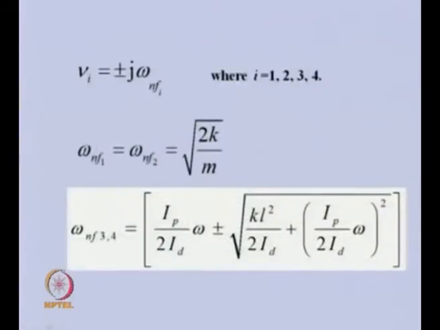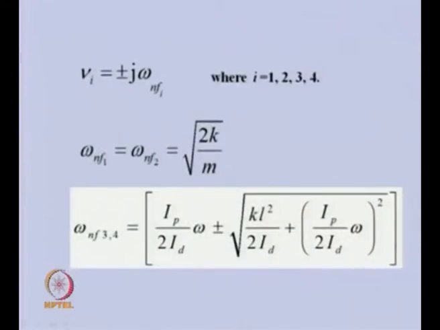Because the first two equations were uncoupled, we will get the natural frequency from them directly, this one, but the third and fourth equations will give us the whirl frequency like this, which will depend upon the spin speed also. So you can see that the whirl frequency now depends upon the spin speed due to the gyroscopic couple.